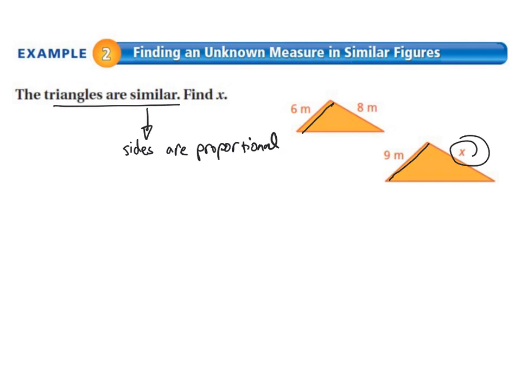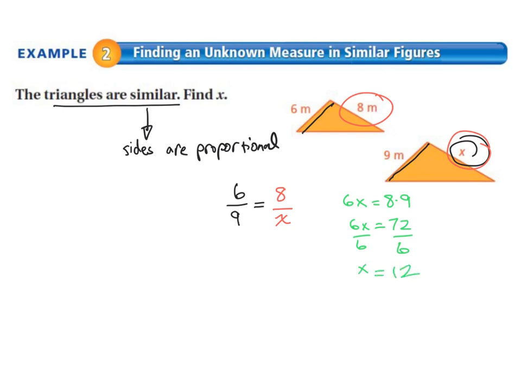We know that 6 is to 9 as 8 is to x. When you look at this at first, there's no easy mental math strategy to deal with it. We could do cross products right away. That's one option to get us the answer. So we get 6x equals 72, so x would equal 12.